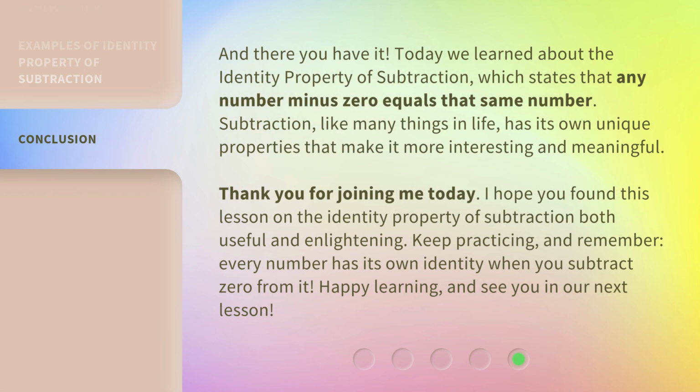And there you have it. Today we learned about the identity property of subtraction, which states that any number minus 0 equals that same number. Subtraction, like many things in life, has its own unique properties that make it more interesting and meaningful.